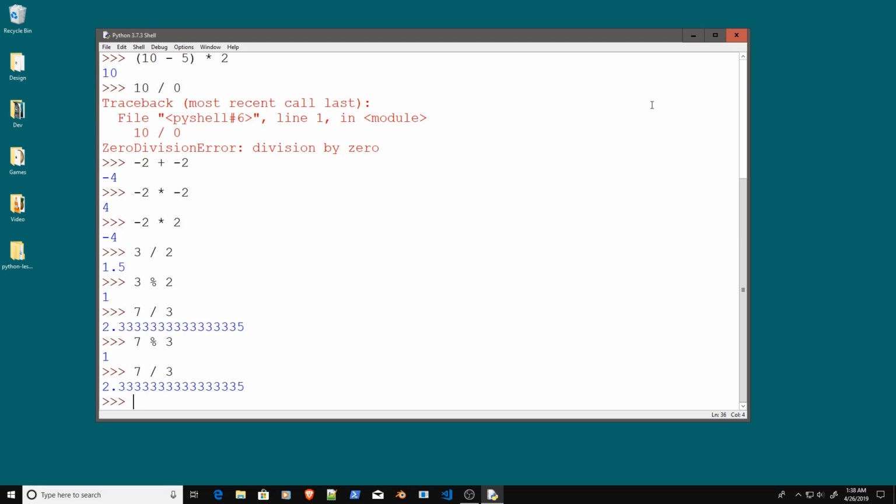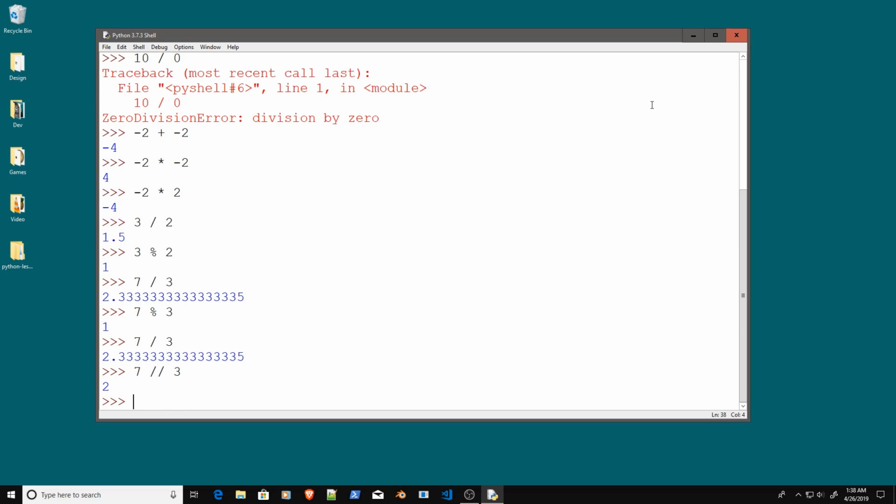Well, integer division does exactly that. We can say 7 and then //3, and that's going to give us our 2. This is integer division. In combination with integer division and the modulus or modulo, you can get the number and the remainder.